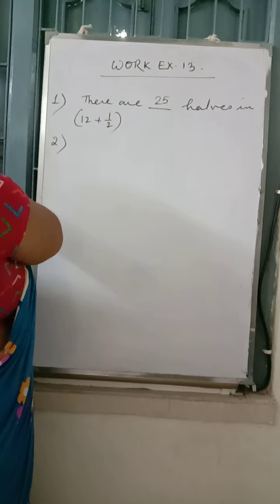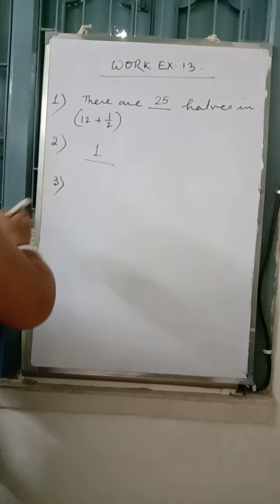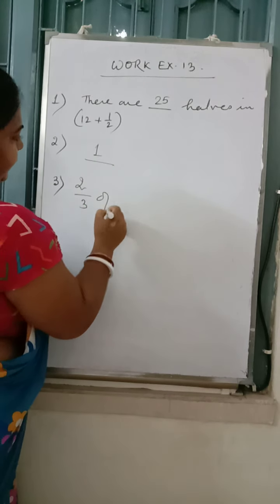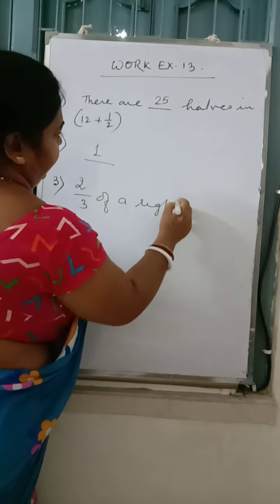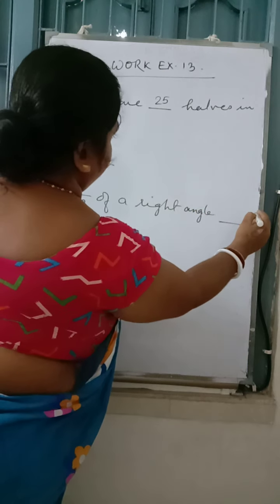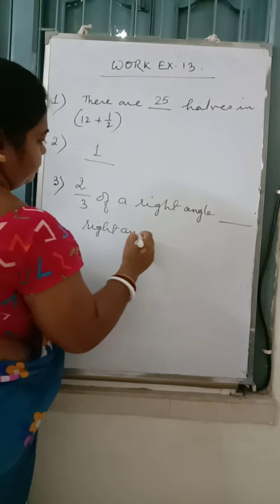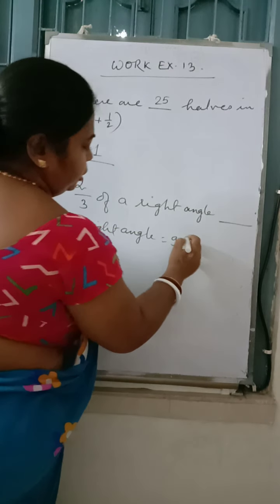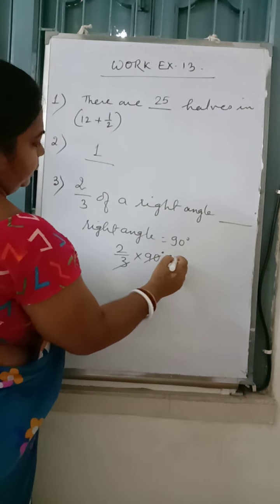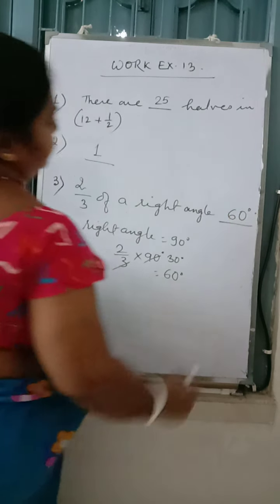A proper fraction means a number less than 1. Number 3. 2 by 3 of a right angle. Now 2 by 3 of a right angle is, what is the meaning of a right angle? We know the right angle means 90 degrees. So 2 by 3 of 90 degrees would be, 3 times 30 is 90, so this gives you 60 degrees. So 2 by 3 of a right angle is 60 degrees.